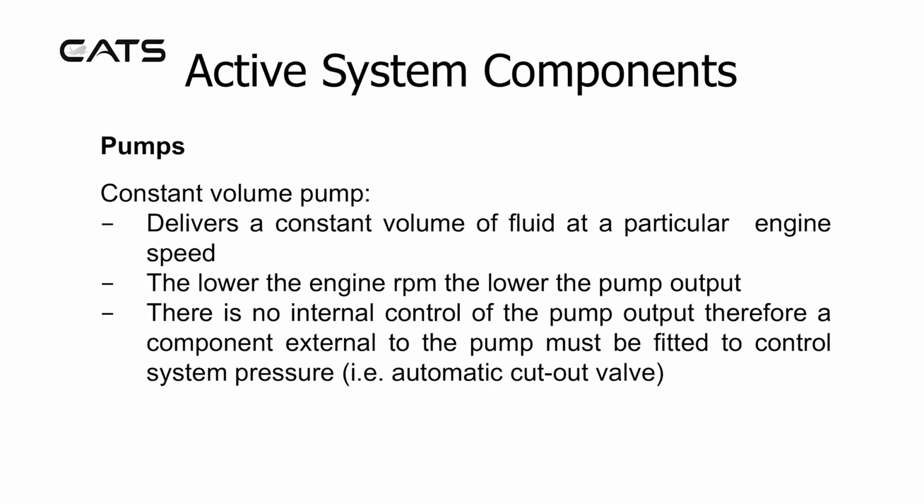Active system components. Pumps. The constant volume pump delivers a constant volume of fluid at a particular engine speed. The lower the engine RPM, the lower the pump output. There is no internal control of the pump output, therefore a component external to the pump must be fitted to control system pressure, for example an automatic cutout valve.